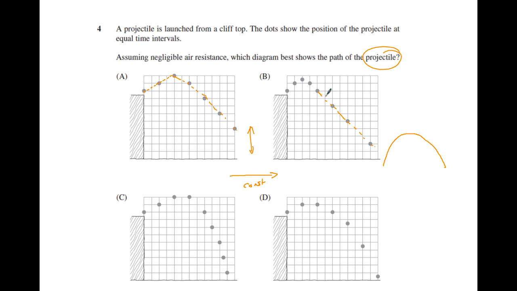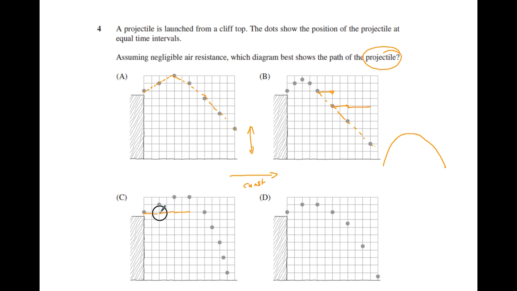That's problematic, because clearly in this case the object is moving 2 blocks this way, 2 blocks this way, and then all of a sudden it's moving 1, 2, 3 blocks this way. So clearly that's not possible because it needs to be constant velocity. Here we've got 2 blocks, 2 blocks, 2 blocks.